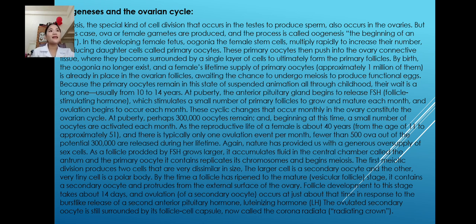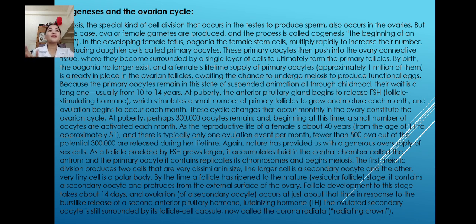These cyclic changes that occur monthly in the ovary constitute the ovarian cycle. At puberty, perhaps 300,000 oocytes remain, and beginning at this time, a small number of oocytes are activated each month. As the productive life of a female is about 40 years, from the age of 11 to approximately 51, and there is typically one ovulation event per month, fewer than 500 ova out of the potential 300,000 are released during her lifetime.